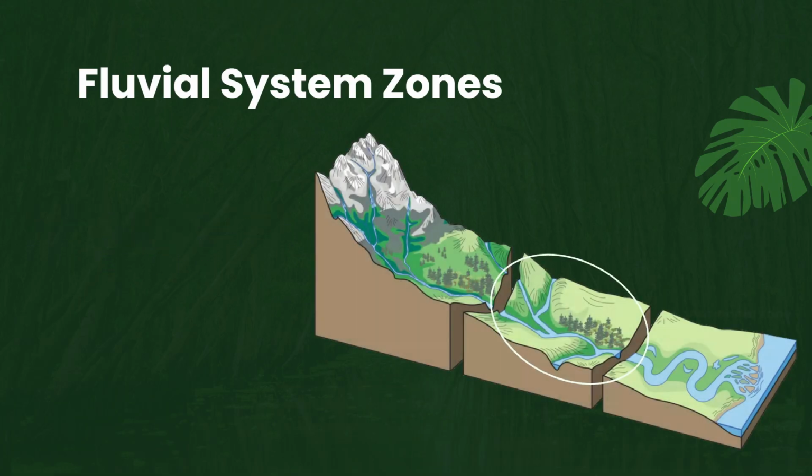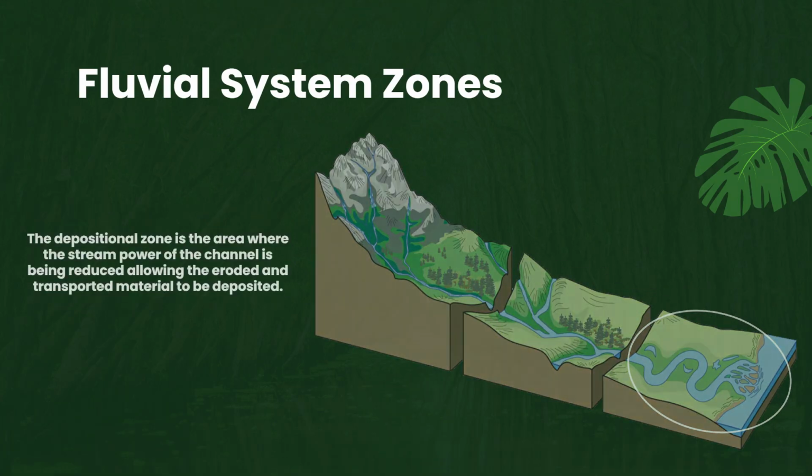The last one is the depositional zone, where water velocity decreases, leading to sediment deposition. It is the area where river water slows down, loses its energy, and drops the sediments it has been carrying. Understanding these three zones is the key to interpreting sediment distribution in the river system.